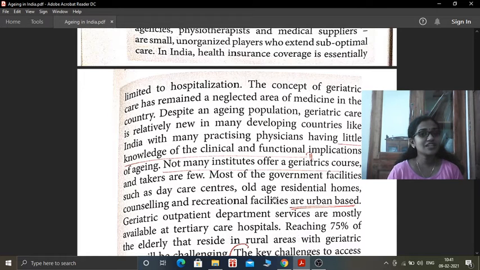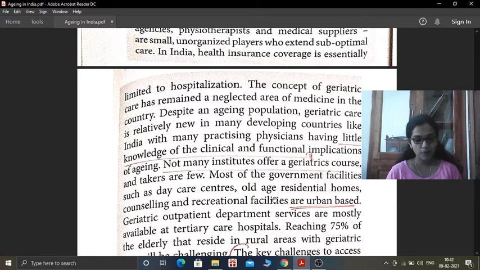The concept of geriatric care. Geriatric means a branch of medicine which deals with elderly people care. So geriatric care has remained a neglected area of medicine in the country. In the country, in the sense, in India. Outside India, especially in foreign nations, they do provide more importance to geriatric care. But in India, in the field of medicine, the elderly care or geriatric care has the least importance. So this is what Abhay has inferred.